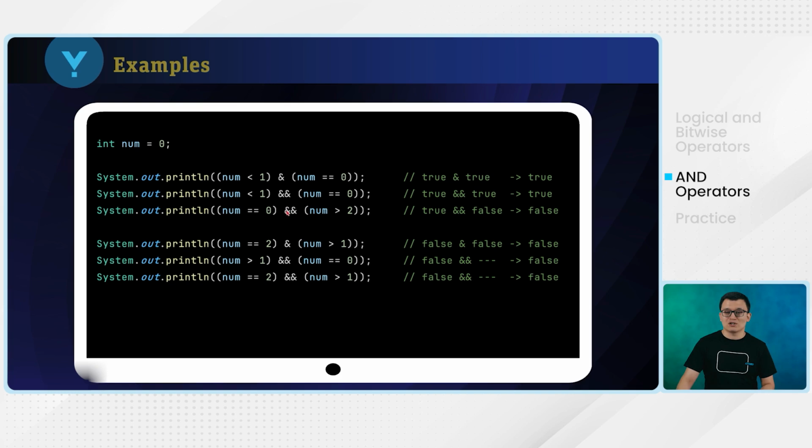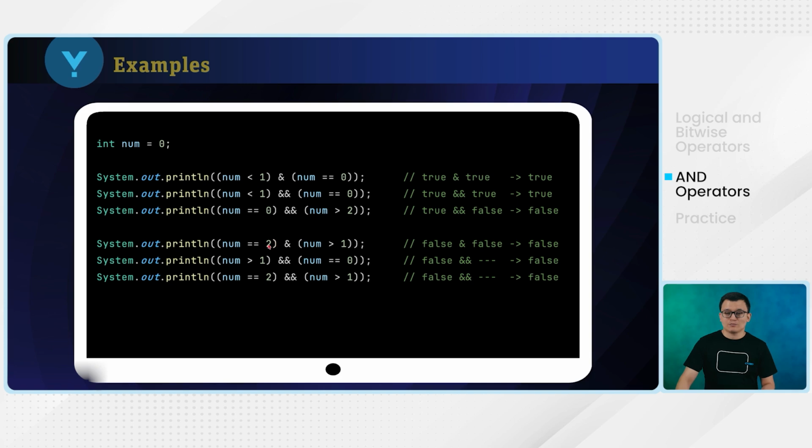And when I use the logical AND operator, if the first expression is true, there is still a chance that the second expression could be false and return the false result at the end, right? If the first expression is true, it will still check the next expression. 0 greater than 2 will be false. So as long as one of them is false, it's going to return us false. Okay.